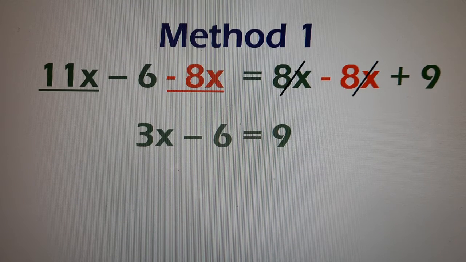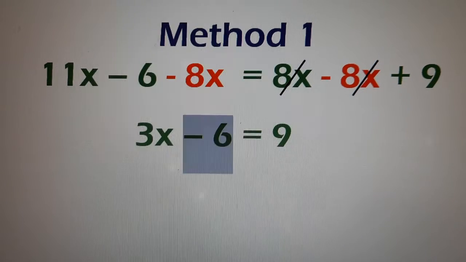11x minus 8x equals 3x. So on the left side you can write 3x minus 6. On the right side of the equation, 9 remains. So second step, 3x minus 6 equals 9.